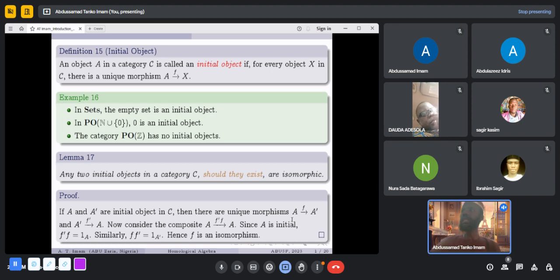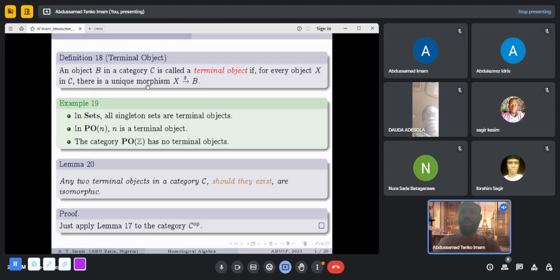I don't know why you are sitting so distant away from the screen. Are you seeing it clearly from down there? I'm not sure you are seeing it very well. Okay, so it's okay. So let us continue.